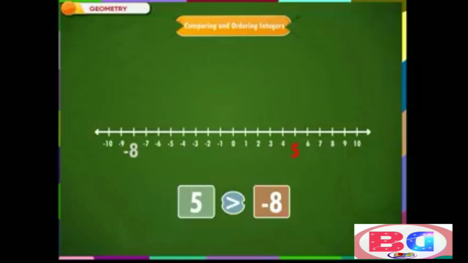Now when we have to compare two integers, how can we compare them? Let us see here. The number to the right of the given number is always greater. Suppose we need to compare 5 and -8. You can observe that 5 lies to the right side of -8, it means 5 will be greater than -8. 5 lies to the right side of the origin, and -8 lies to the left side of the origin, so 5 will always be greater than -8.